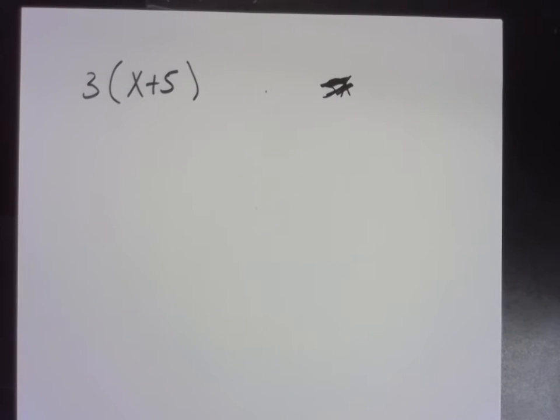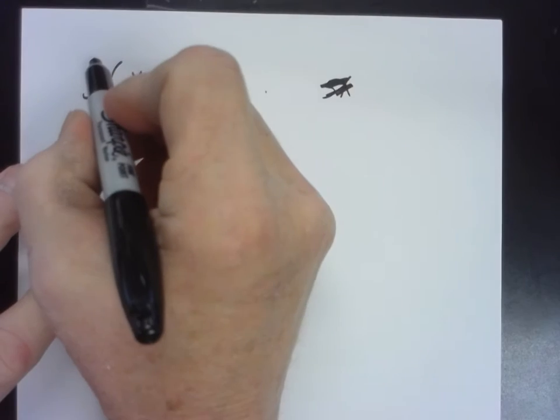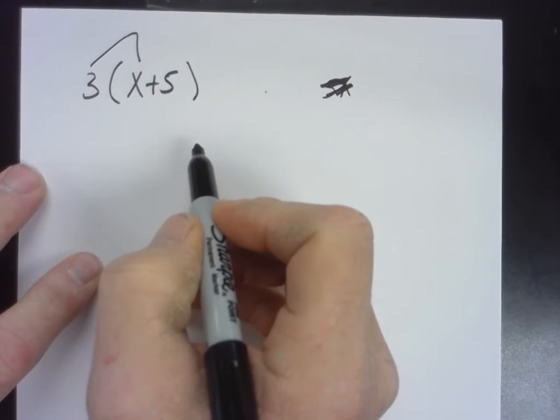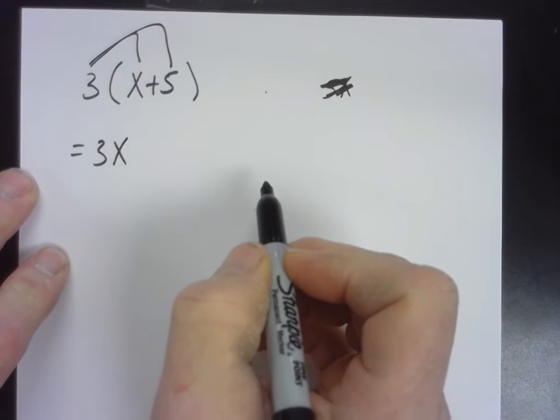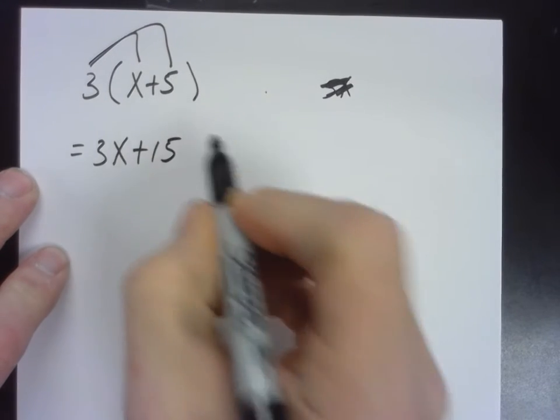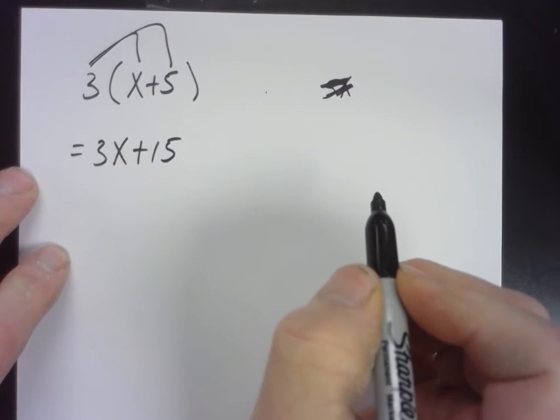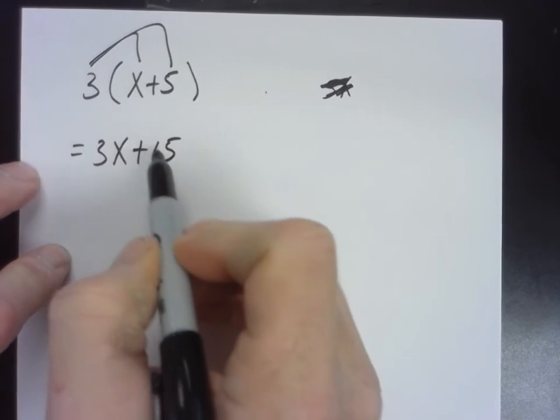We cannot do what's inside the parentheses, can we? However, we can go 3 times x, 3x, and 3 times positive 5, positive 15. So we can do that multiplication.